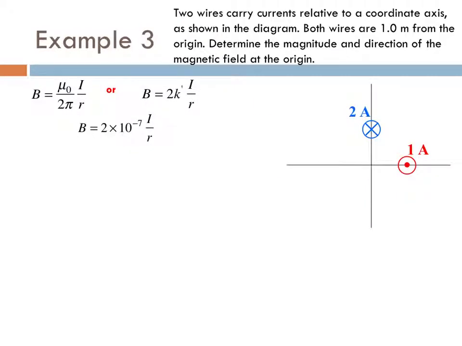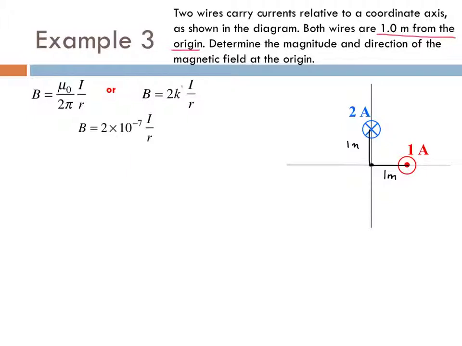And our last situation, here we have 2 wires that carry currents relative to a coordinate axis, as shown in the diagram. Both wires are 1 meter from the origin, so we're going to go ahead and label that information. So the distance from here to here is 1 meter. Here to here is also 1 meter. So we're asked to determine the magnitude and direction of the magnetic field at the origin.